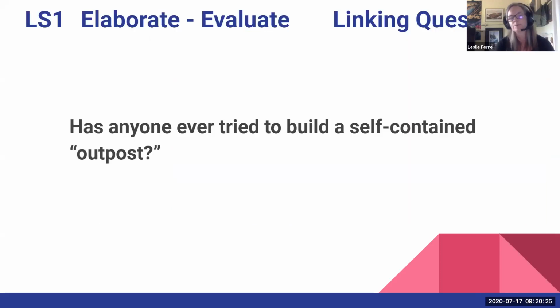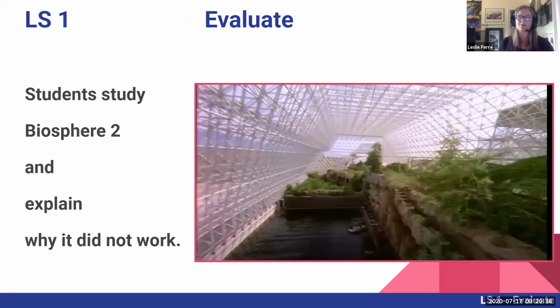So now we're ready to move on to the evaluate, by looking at the question of, has anybody ever tried to build one of these self-contained outposts before? And, because we're Arizonans, we know about Biosphere 2, and we know it was not maybe the success that they had hoped for. So the evaluate component is students learning about Biosphere 2 and then explaining what went wrong. So in order for them to do that, they need to understand how oxygen, carbon dioxide, and matter were cycling inside the biosphere.